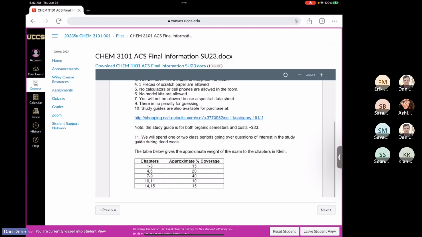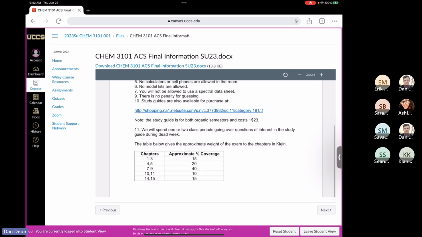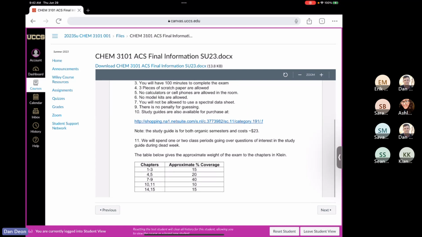Now, you can purchase a study guide for yourself, but I have one posted that I'll show you in a second. And if you're wondering, what should I focus on? You can see the crux of the exam is chapters 7 and 9, right? That's a huge chunk of it. Just those 3 chapters make up 40% of the exam. Then there's a lot on chapters 4 and 5 as well. So that is what we're going to do. And then next week, we're going to take a little bit of time to look at a few practice problems.